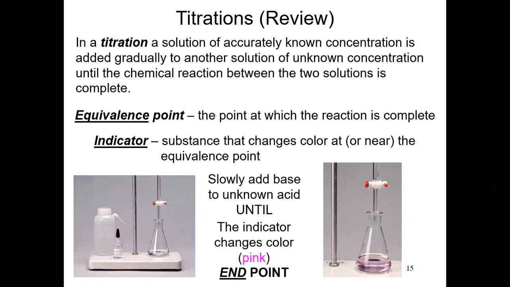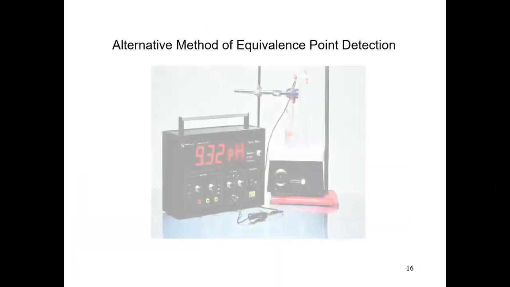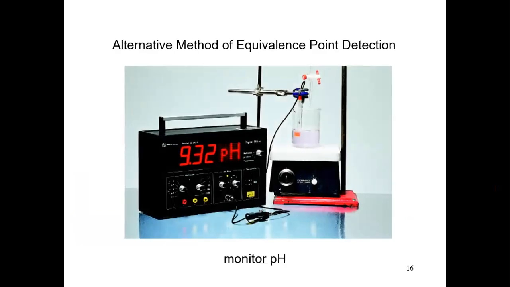So you're going to do this until the indicator changes color. This indicator in particular goes to a faint pink, and we call that the endpoint, remember? So remember that the endpoint is not the same as the equivalence point. It's just close to it, but it is typically within the range of error that we typically get in a titration experiment, okay? Now, tonight I'm going to show you a different way of following the titration of a substance, and that is by monitoring the pH as you do the reaction.